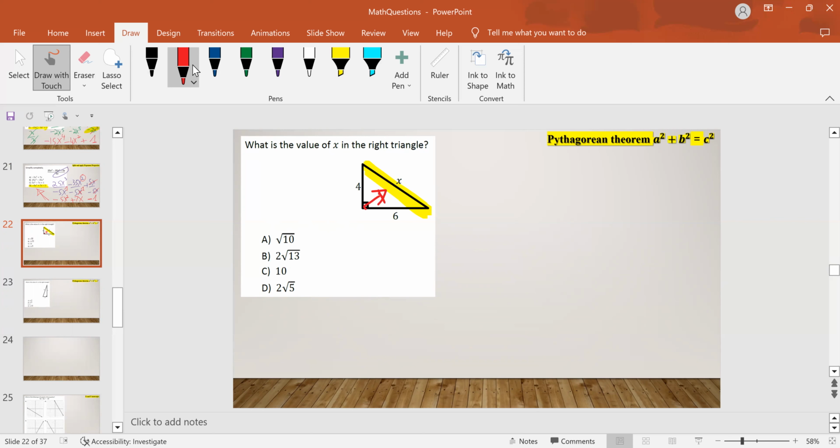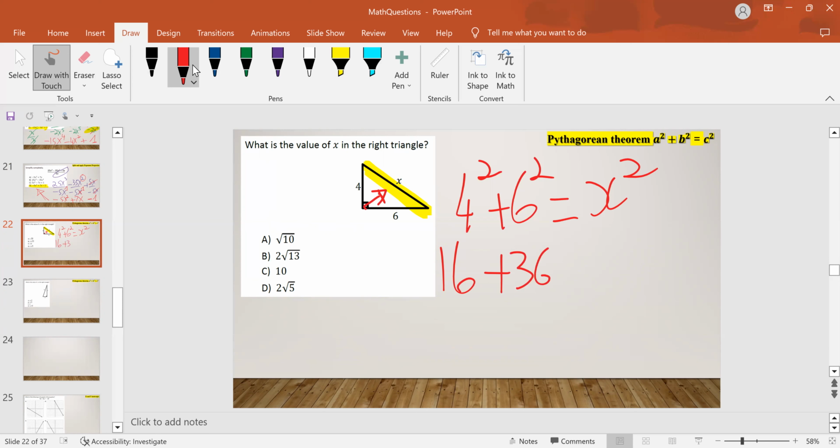So it doesn't matter for A and B, but C always has to be the hypotenuse. So this is telling you that we're going to have 4 to the second power plus 6 to the second power equals C to the second power, and that C is x to the second power. 4 to the second power is 4 multiplied by 4, and that gives you 16. 6 to the second power is 6 multiplied by 6, and this is 36, equal to x squared.